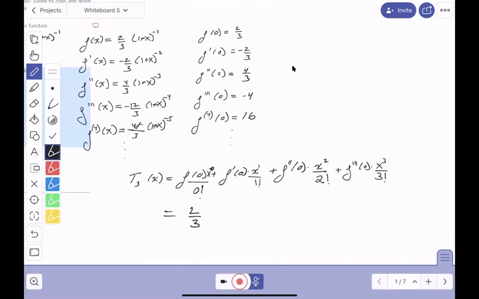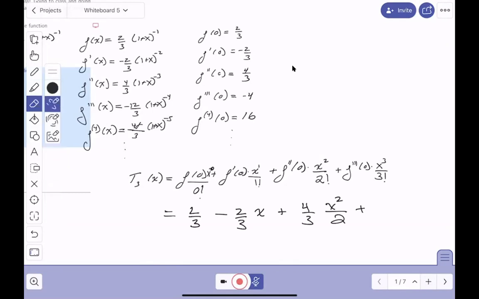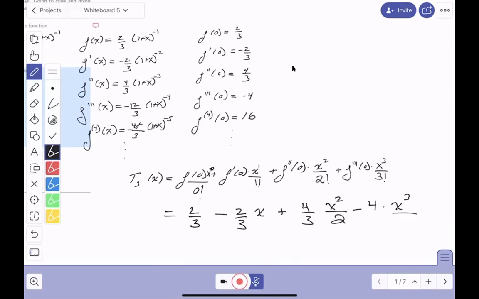Okay, let's do the next term. The next term is going to be minus 2/3 times x. The next one's going to be 4/3 x squared over 2 factorial, which is 2. I'll simplify that later. Plus, well, the triple derivative is going to be minus 4. Let me get my eraser out. I want to put minus 4 then. Minus 4 x cubed over 3 factorial, which is 3 times 2 times 1, so 6.